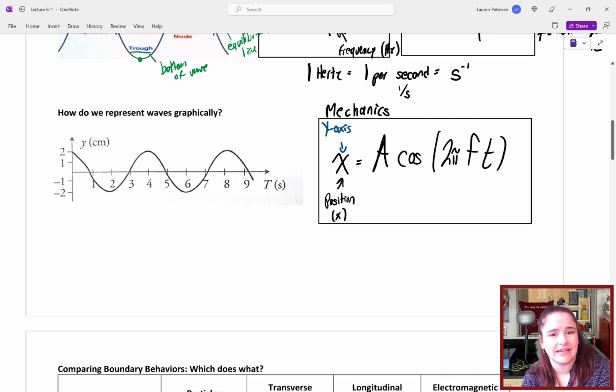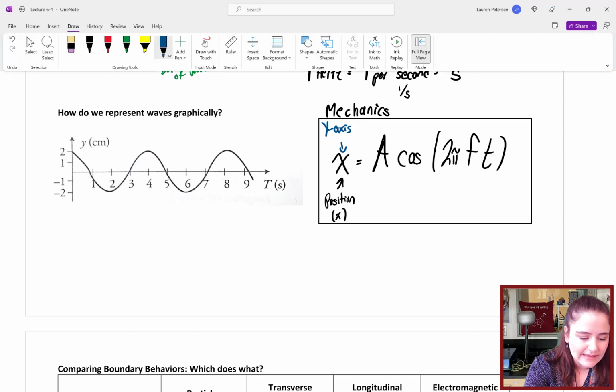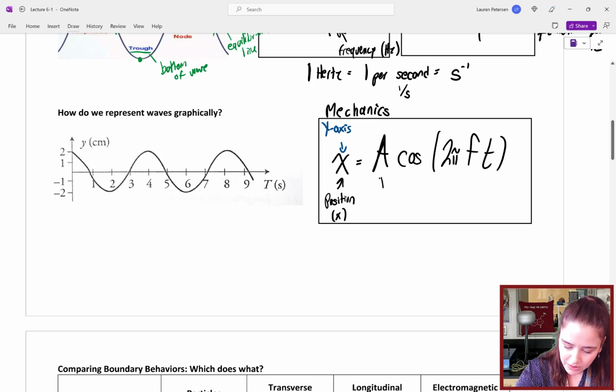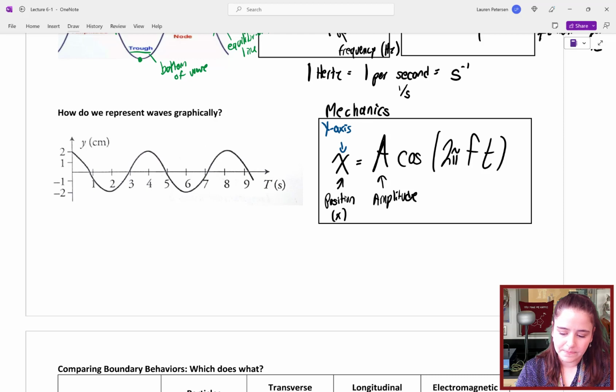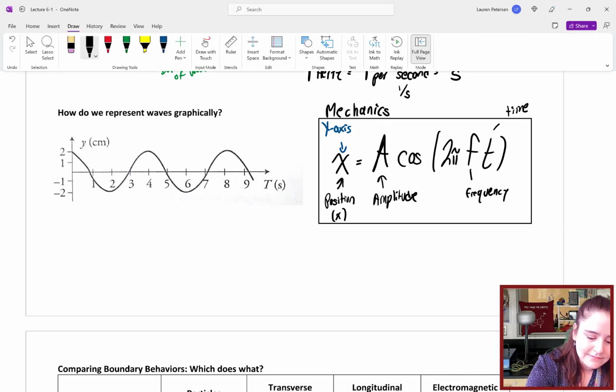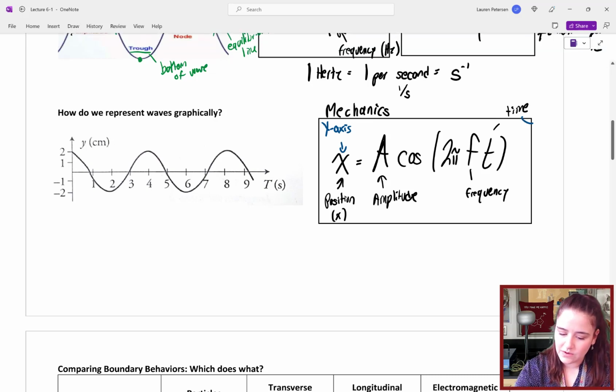Often you'll see it in the context of the electric field or the magnetic field that's being produced by an electromagnetic wave. A is the amplitude, and it is the amplitude always. f is the frequency, and t is time, or in reality, it can also be whatever is on your x-axis. And that can change.